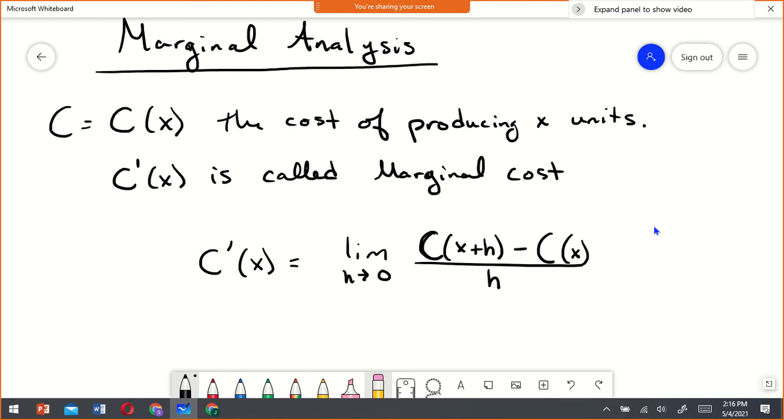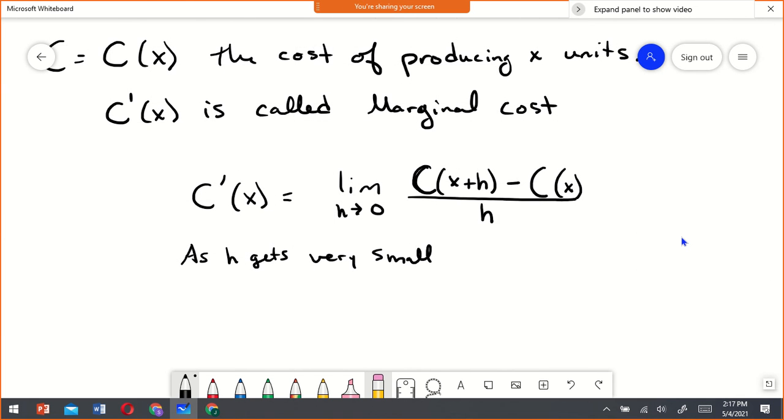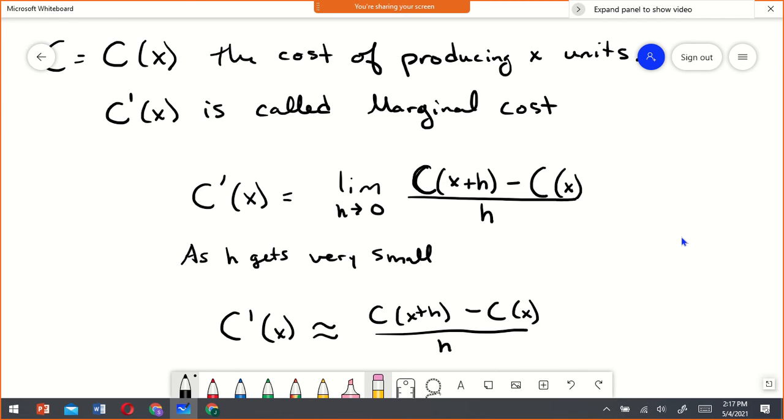Since this would be just the definition of the derivative, the formula we've been using, it follows that as we let our H get really small, so as H gets really close to 0, our derivative becomes approximately the same as the difference quotient. So the marginal cost gets close to our difference quotient, not with the limit anymore, because we're letting that H get very close to 0.